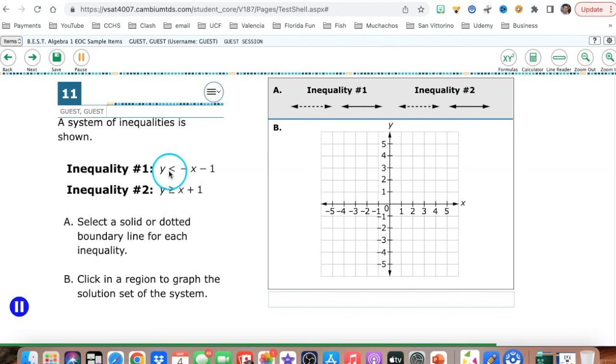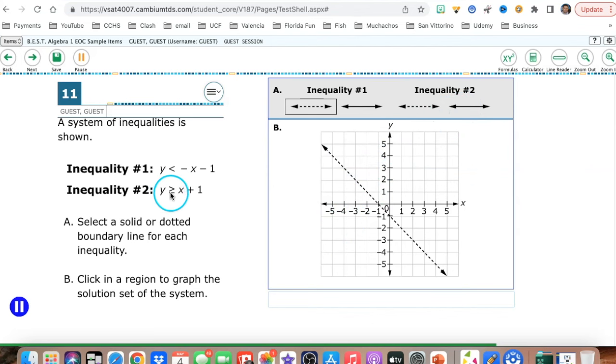Inequality 1, because it doesn't have an equal sign, then my line will be dotted or dash. If it has an equal, like number 2, it will be solid. So my inequality first is dotted. Click. Oh, it drew the line for me. Very nice, thank you. If you notice, look at my y-intercept, -1, and my slope is -1, right? -1 over 1, so 1 down, 1 to the right. Now, how do I know where's my shade? You see that? Graph the solution set. Solution set is the shade. So I need to know if it's above or below. So let's graph the second one and then we choose.